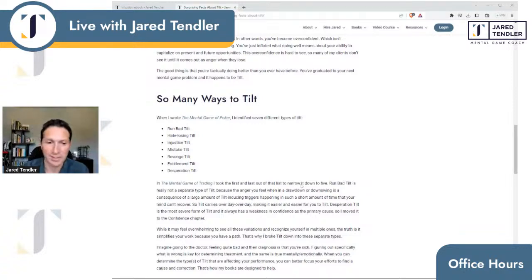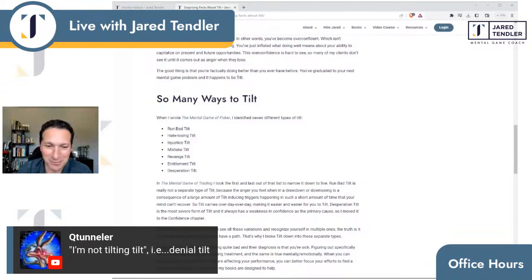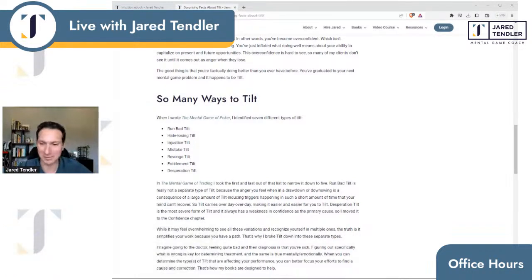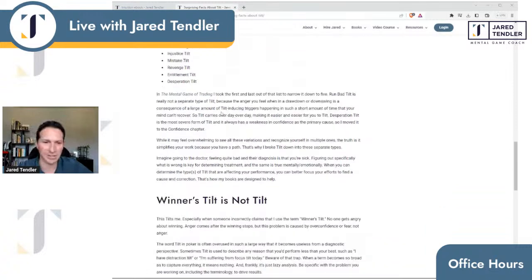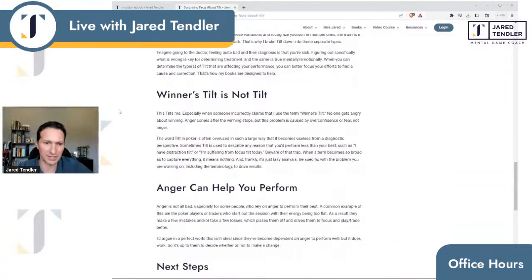All right, I see a couple suggestions for other forms of tilt. I'm not tilting, aka denial tilt. Yeah, we would just call that denial. Part of the reason I don't like some of the other types of tilt that are out there, especially in the poker world, right, I realize this is a bit of a joke here. And actually one is listed down here, the winner's tilt. This is the one that tilts me the most.